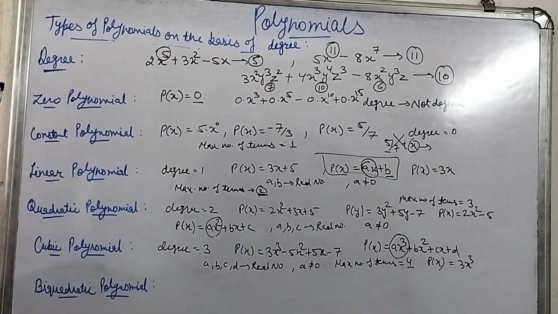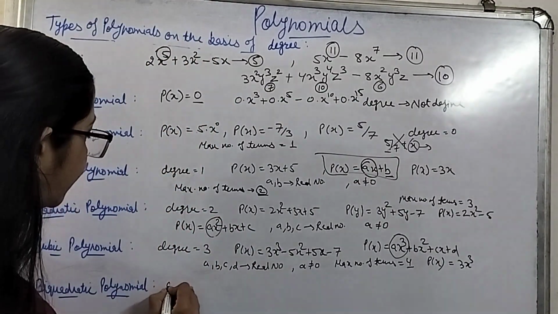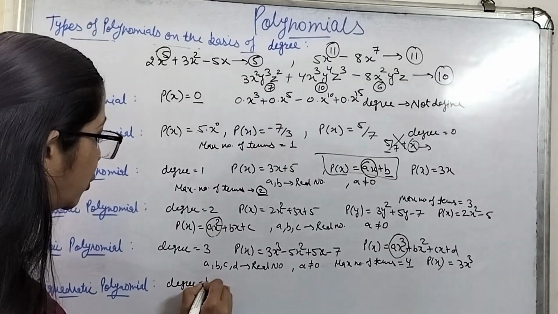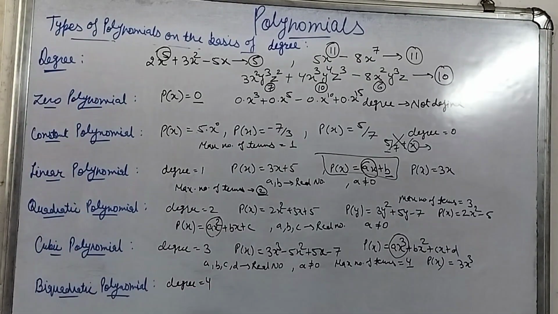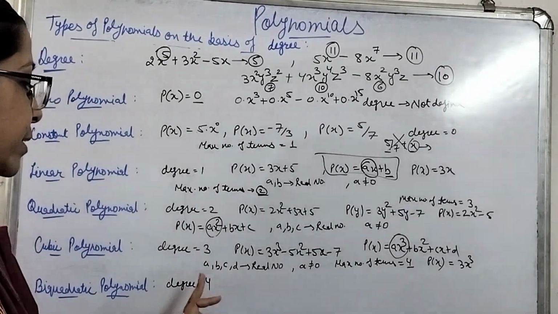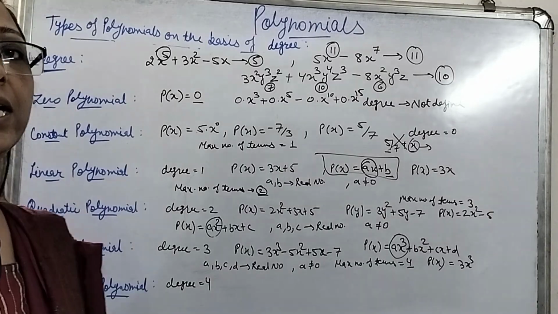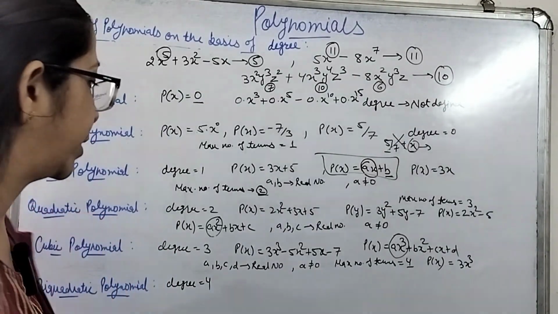Now coming to biquadratic polynomial. Biquadratic polynomials are the polynomials whose degree is 4. If the degree of the polynomial is 4, then such types of polynomials are known as biquadratic polynomials.